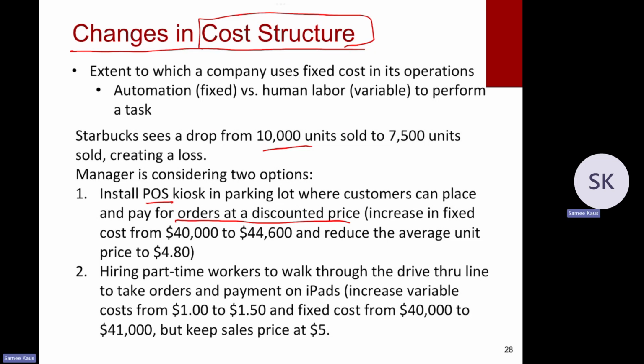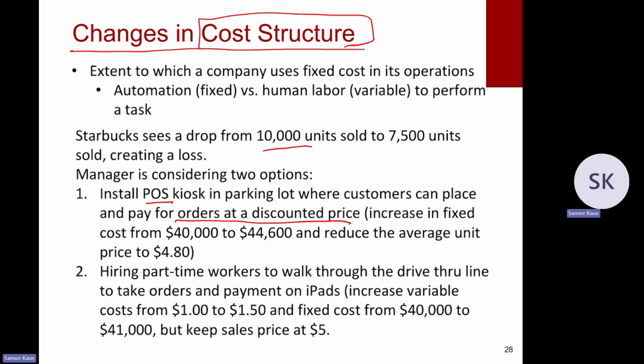The second option is I can hire a part-time worker to walk through the drive-through and take orders and payments on iPads. So I'm increasing my variable cost, because now I have to pay additional laborers to take your order. And my fixed cost is going up by $1,000 because I have to go buy iPads. But I'm able to keep my sales price at $5 because I am not reducing your price for using a kiosk. So why does this matter to me?